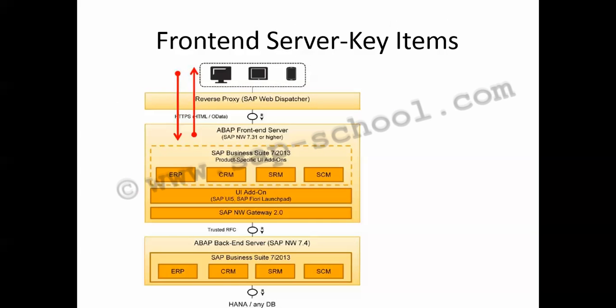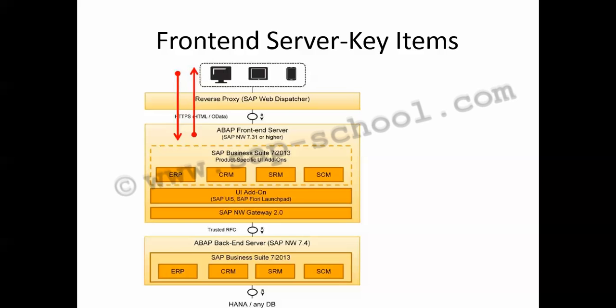Then we have the front-end server key items. In the front-end server, it will act as a web server. It also acts as the OData service endpoint. It holds a repository of the registered OData services. Then all the UI coding is stored in the SAP UI5 app area in SC80 transaction.